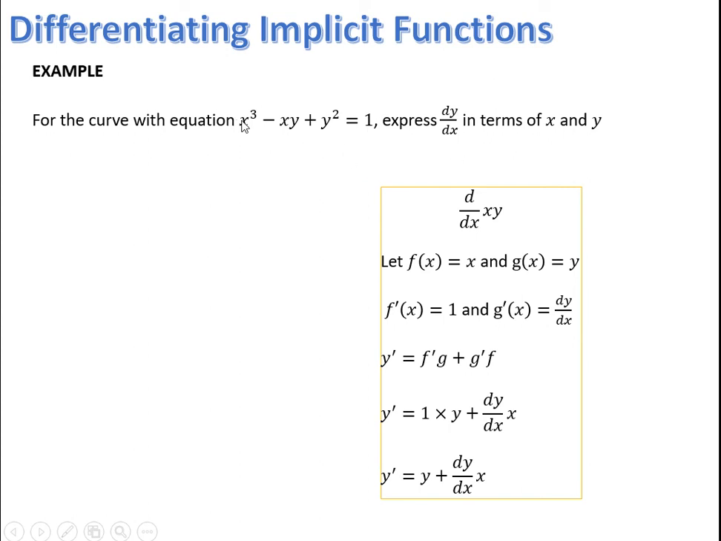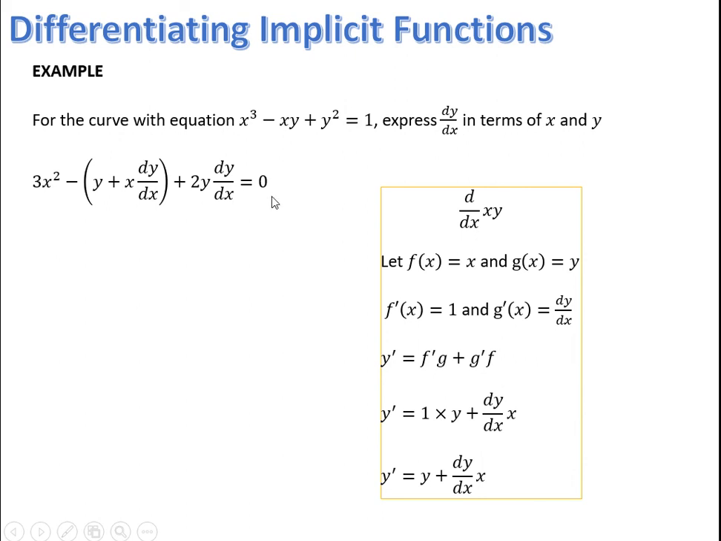X cubed is easy. It's just old school differentiation, in which case it's 3x squared, and just remember the 1 also differentiated. So 3x squared, first bit differentiated, minus, that's what we got for the derivative of xy, plus the derivative of y squared was 2y dy by dx. It was explained in the previous slide, and the derivative of y is just 0.